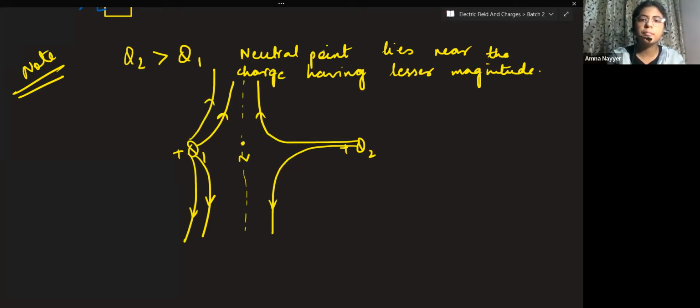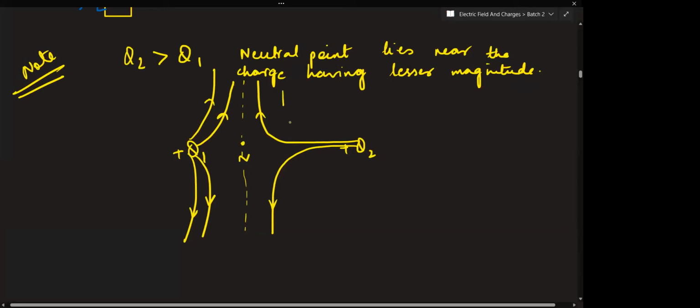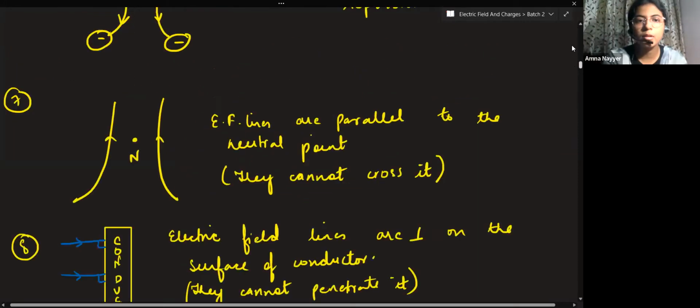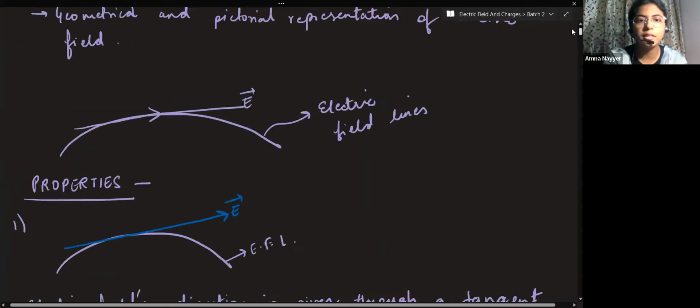Now is it clear? Yes, teacher. Thank you. All right. So these are some basic properties of it. So note it down as well. Note down the properties of electric field lines.